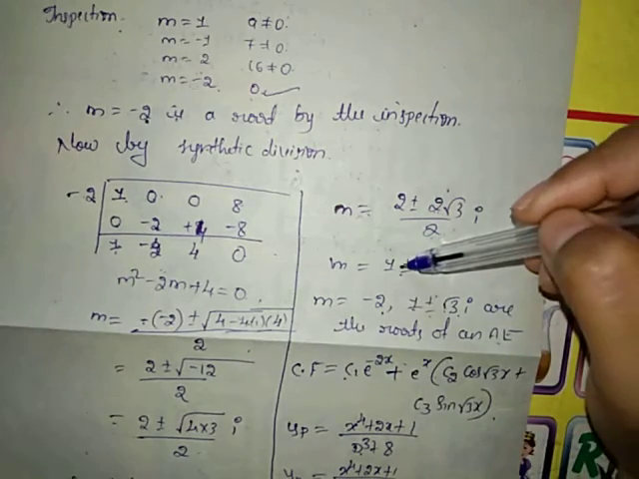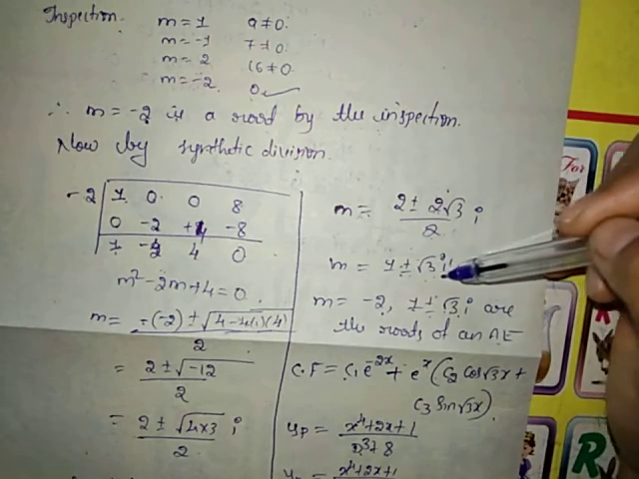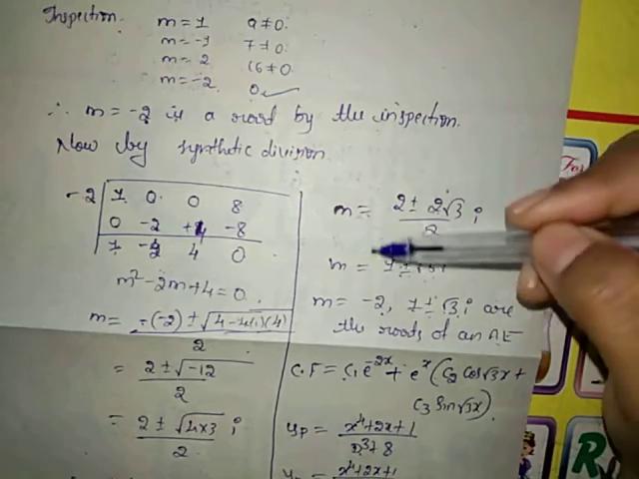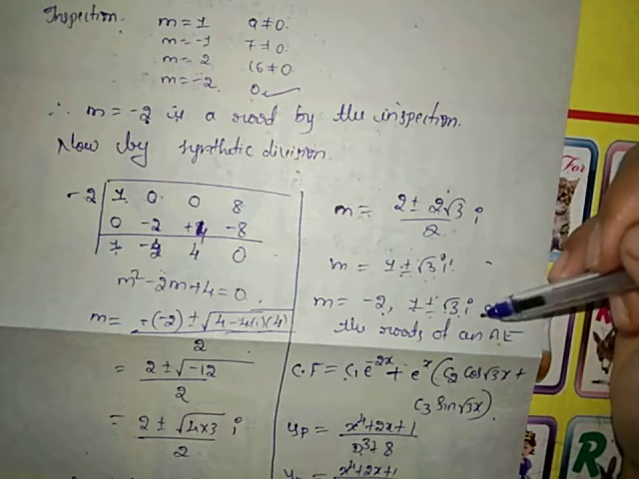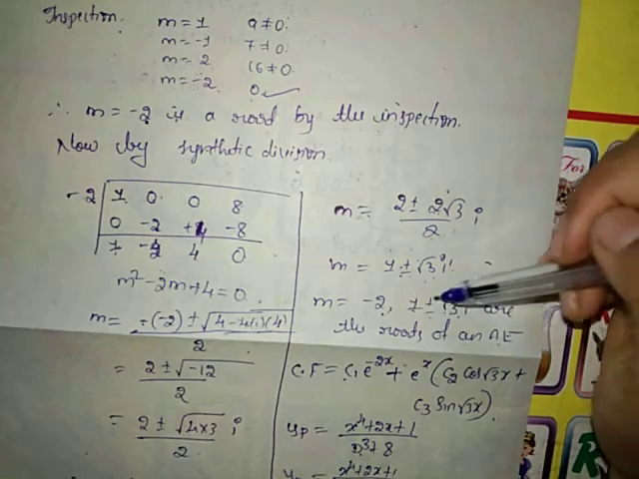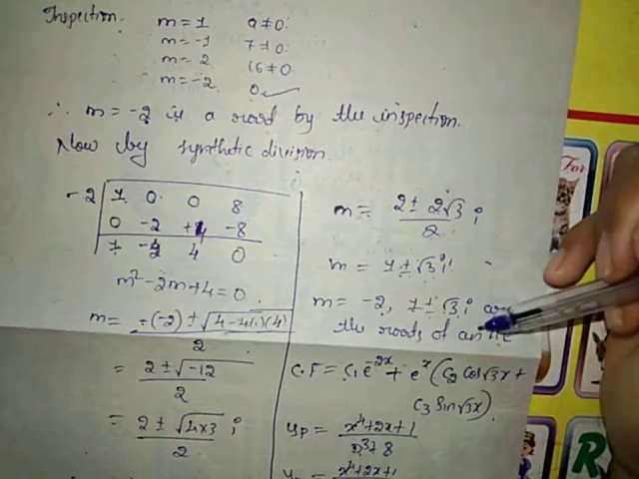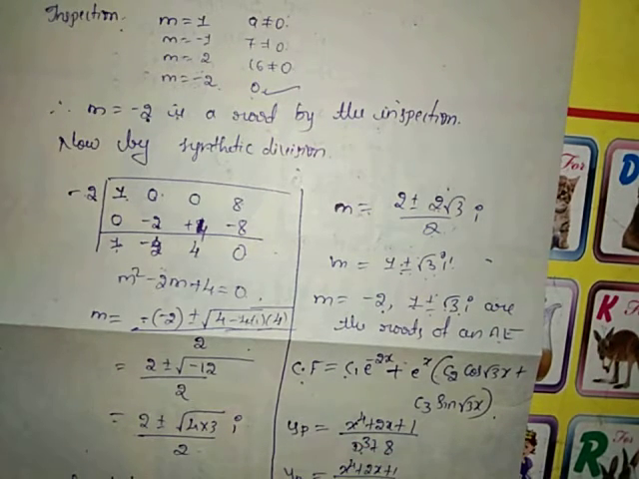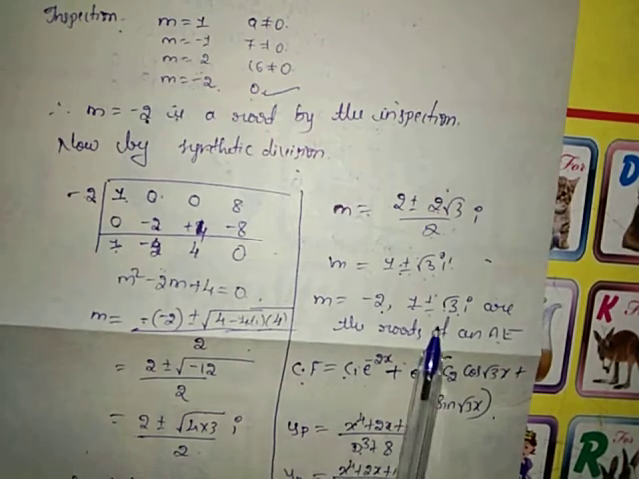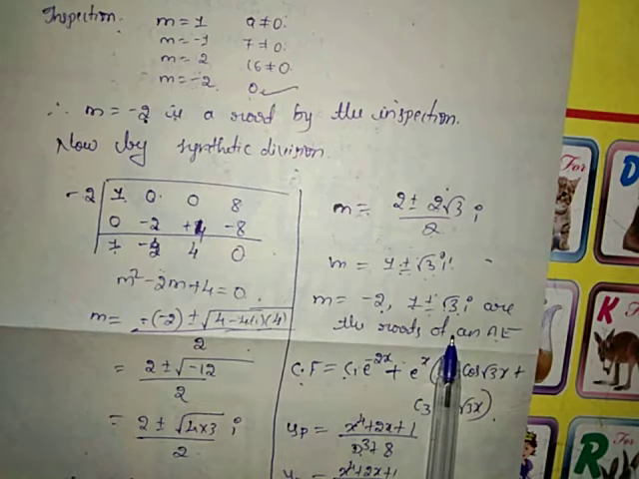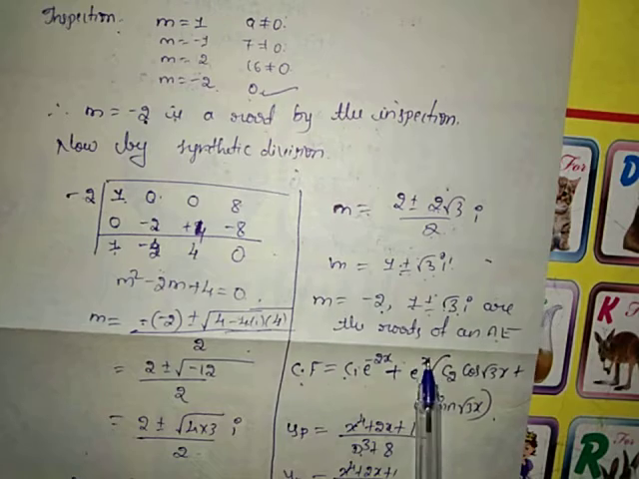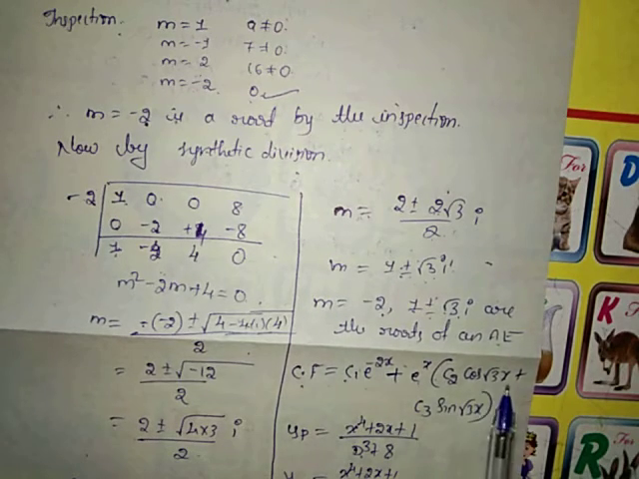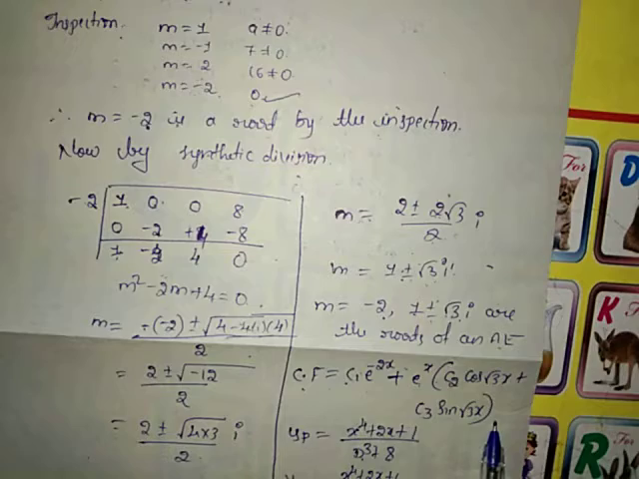So we got the value m equal to 1 plus or minus root 3 into i. So this is the value of the roots of the auxiliary equation. So when we got the roots of the auxiliary equation, those are minus 2, 1 plus or minus root 3i. We have written a complementary function here. Minus 2 is a distinct root, so c1 e raised to minus 2x. 1 plus or minus root 3i is a complex root, so the complementary function will be e raised to x into c2 cos of root 3x plus c3 sin of root 3x.